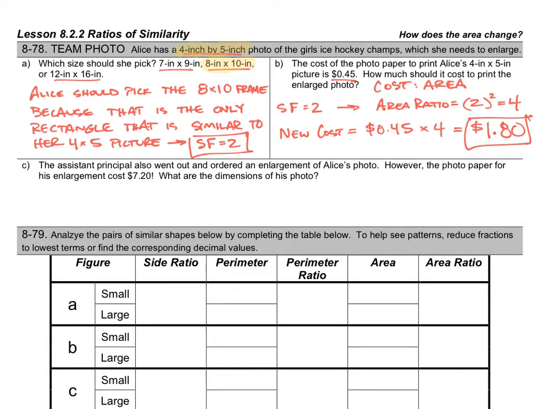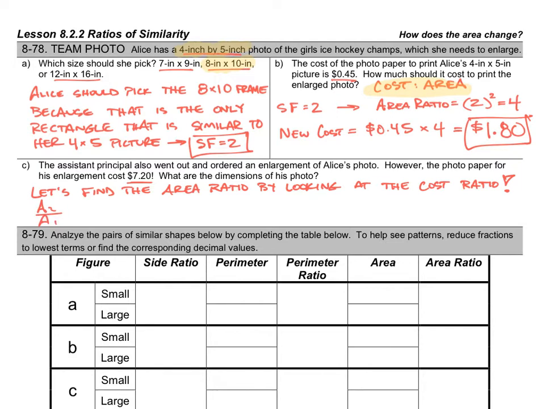Part C, the assistant principal also went out and ordered an enlargement of Alice's photo. However, the photo paper for his enlargement cost $7.20. Big spender. What are the dimensions of his photo? Well, let's do it this way. Let's find the area ratio by looking at the cost ratio, because we made this comment up here. The cost should be proportional to the area. So the area ratio should be equal to the ratio of those two costs, $7.20 divided by 0.45. And that gives us a value of 16.